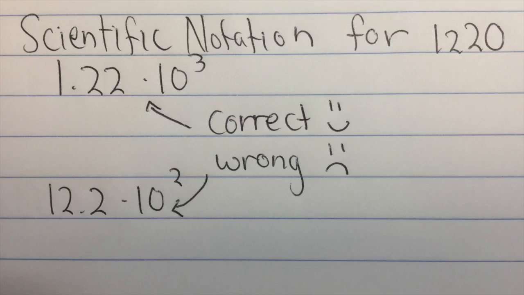Scientific notation is a great way to show sig figs. To be correct, a number in scientific notation must have only one digit to the left of the decimal point. In this example, 1.22 times 10 to the third is correct compared to 12.2 times 10 to the second.